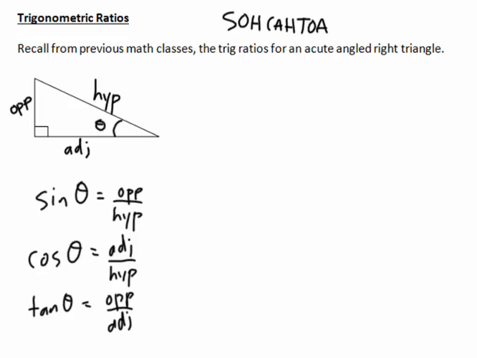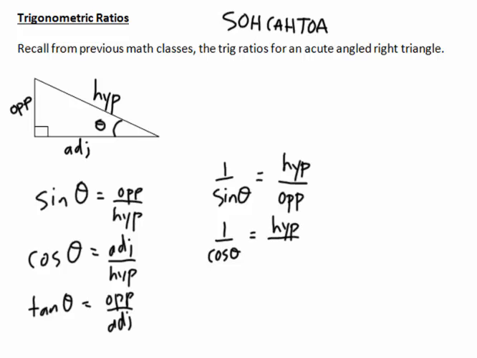Now there's actually other trig ratios associated with the reciprocal of these ratios. So if we were to take the reciprocal of sine, that's 1 over sine, and the reciprocal would then be the hypotenuse over the opposite. Just flip that fraction around. Same thing with cos. Instead of cos theta, we'll do 1 over cos theta. This flips that fraction, and we get the hypotenuse over the adjacent. And 1 over tan theta is adjacent over opposite.